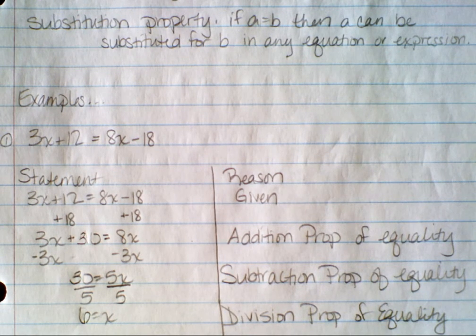equals x. Now you can leave it that way, or you could use the symmetric property and write x equals 6. And you would have to then state your reason being the symmetric property. Or you can just leave it as 6 equals x. I am fine with that as well. Let's look at another example.